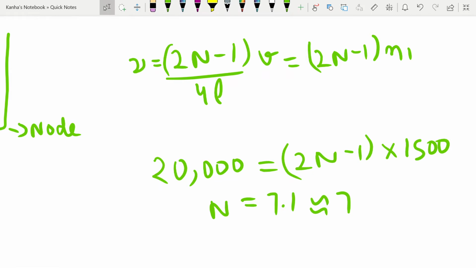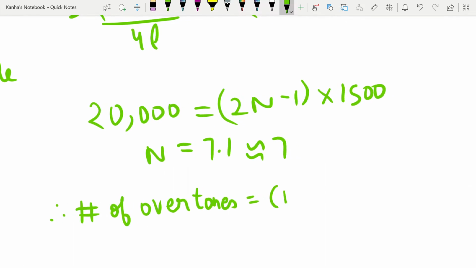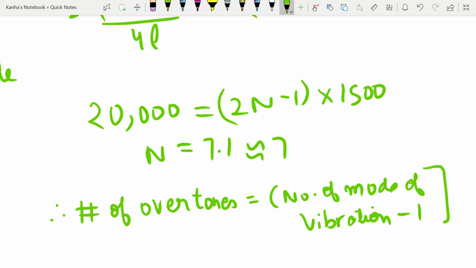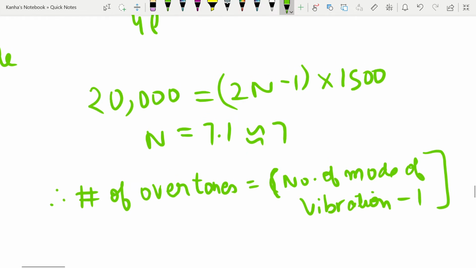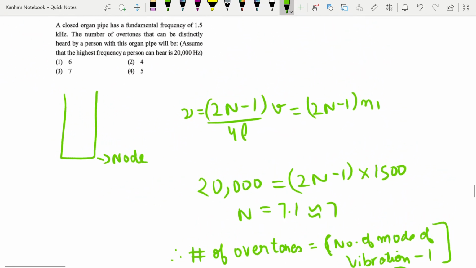Therefore, the number of overtones is equal to the number of modes of vibration minus 1. So from here you can see that this is equal to 7 minus 1 is equal to 6. So 6 is your answer. 6 is the number of overtones that are allowed.